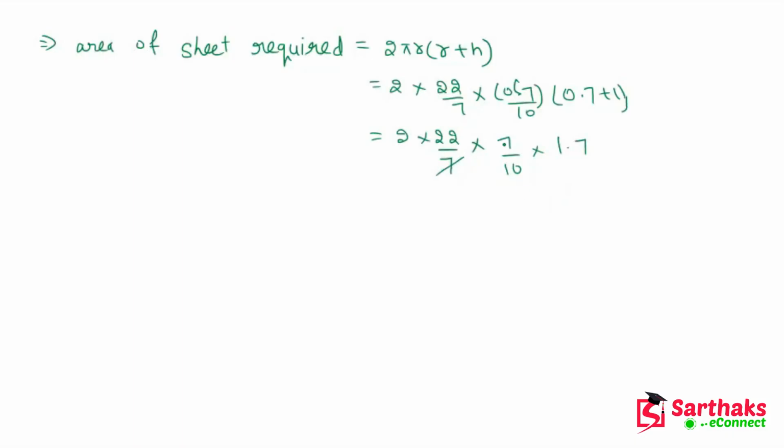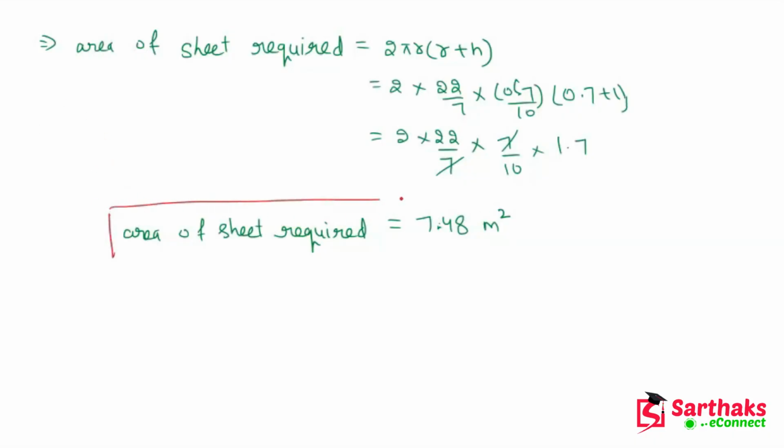So here you can see this 7 and this 7 will be cancelled. After solving this, here we get 7.48 meter square. So the area of sheet required is 7.48 meter square. I hope my dear friend you understand these things. So this is the answer of this question.